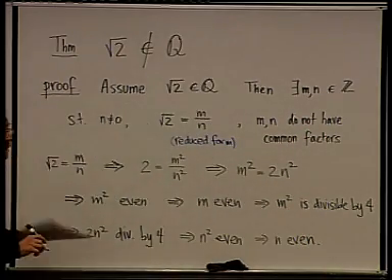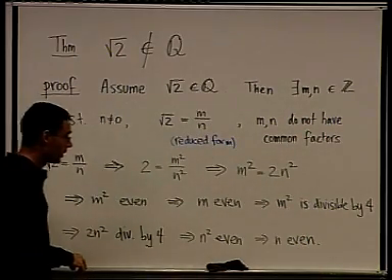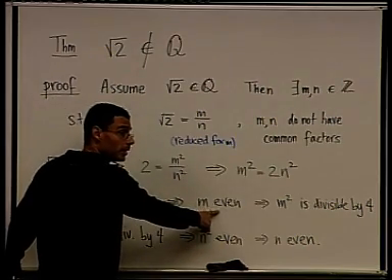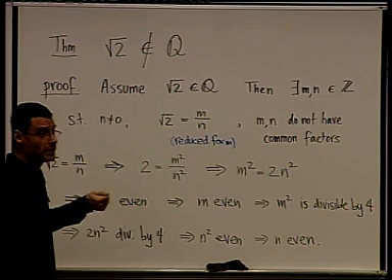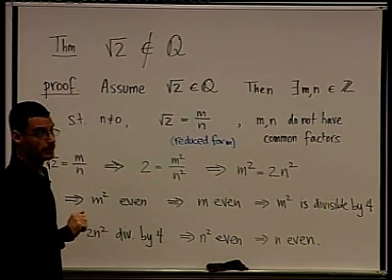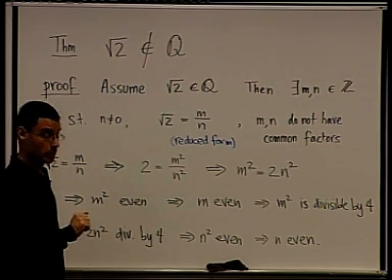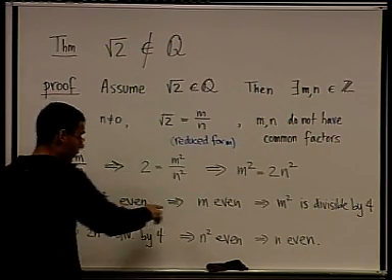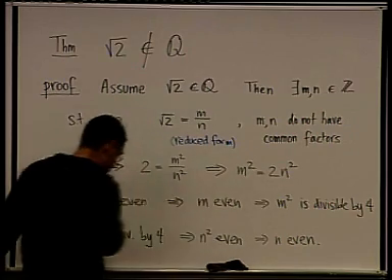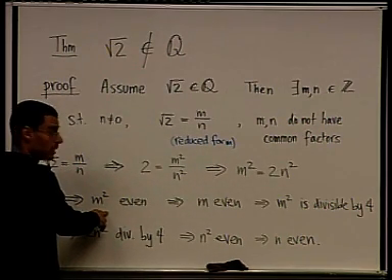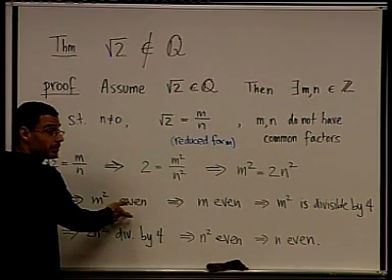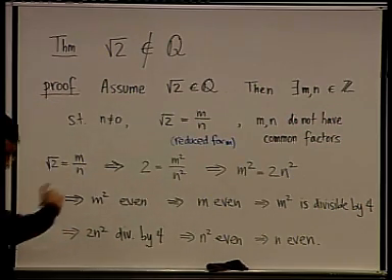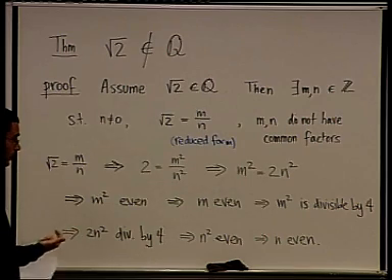Explain again why, because n squared is even. If you take an odd number and multiply it by another odd number, you get an odd number. Okay? Do you agree to that? So if n were odd, n squared would have to be odd. But n squared is even. So n itself must be even. Okay? Is the logic clear? Okay.